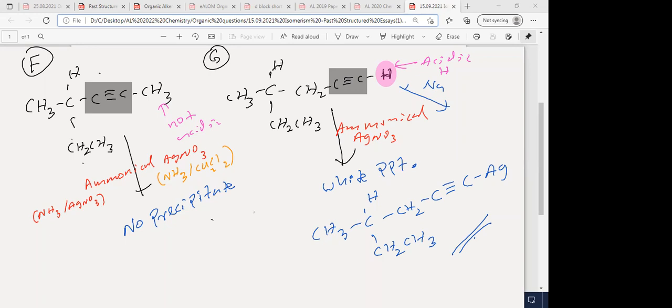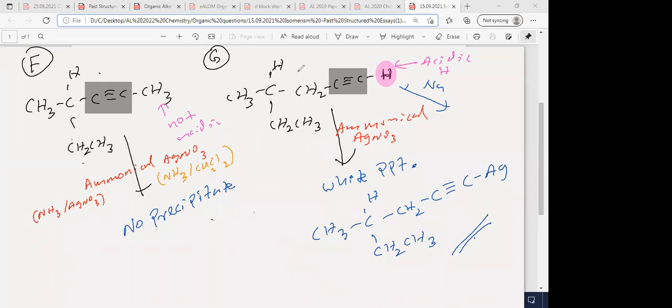Done? That is the end of this question. It's a good question, no? Shall I raise this? Anyone still coming down? Please raise your hand. Ammoniacal silver nitrate means ammonium hydroxide mixed with silver nitrate. Then you get ammoniacal silver nitrate.